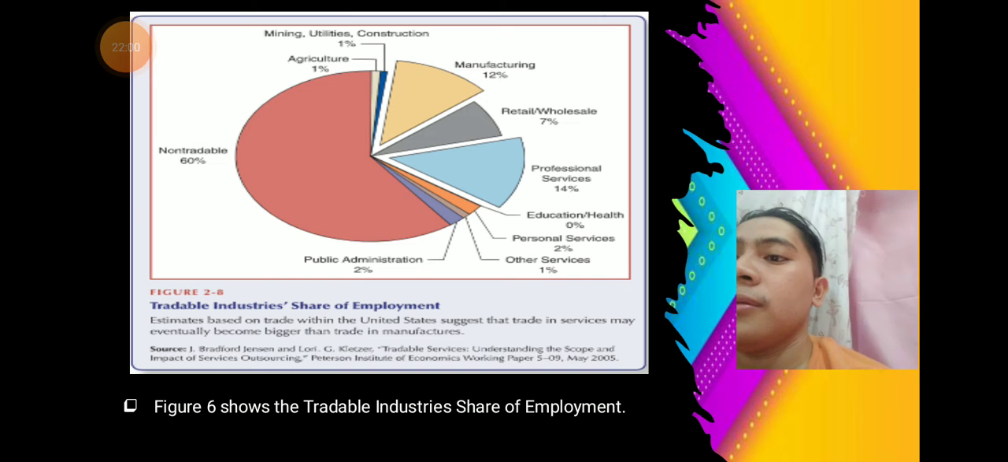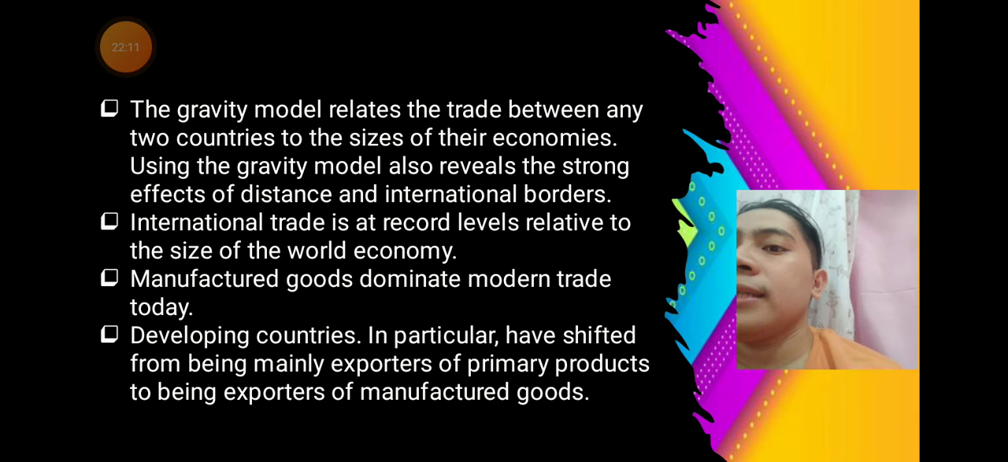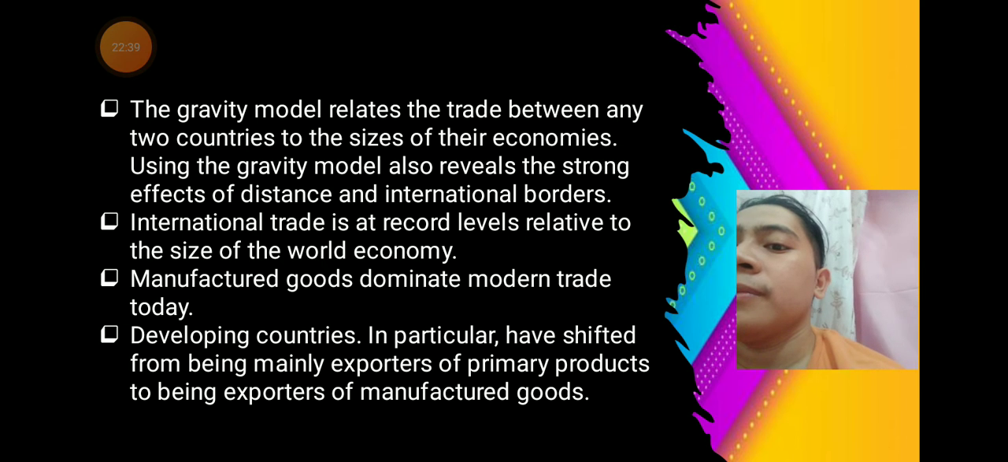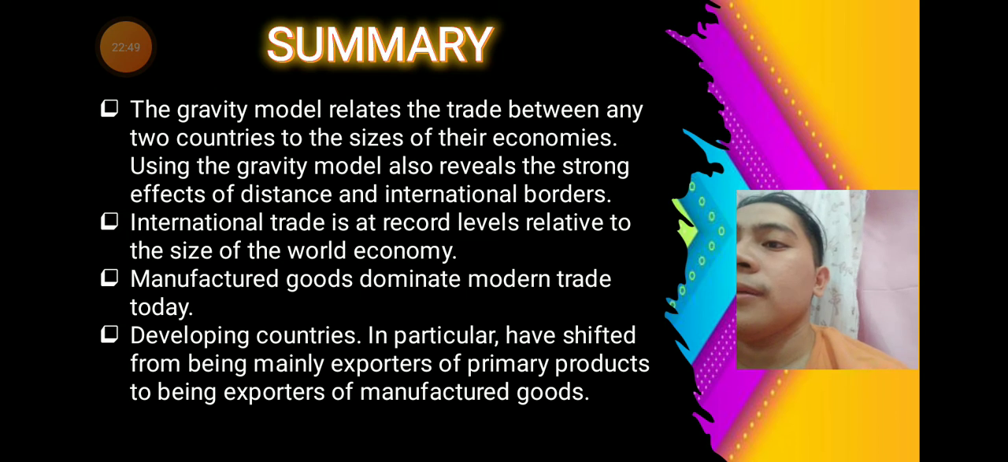So figure 6 showed the terrible industry share of employment. The gravity model relates the trade between any two countries to the size of their economies. Using the gravity model also reveals the strong effect of distance and international borders. Second, international trade is at record levels relative to the size of the world economy. Third, manufactured goods dominate modern trade today. And lastly, developing countries in particular have shifted from being mainly exporters of primary products to being exporters of manufactured goods. That's my summary.